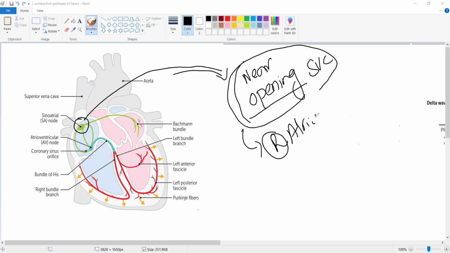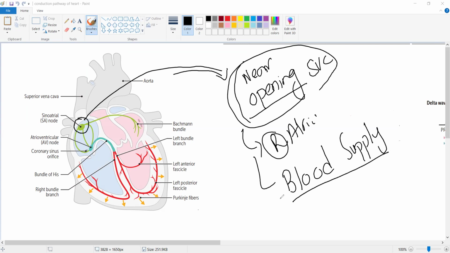What is the blood supply of this SA node? Very high yield. That will be the coronary artery. Which coronary artery? The right coronary artery. This is again high yield stuff. So the SA node is located at the opening of the superior vena cava at the right atrium.